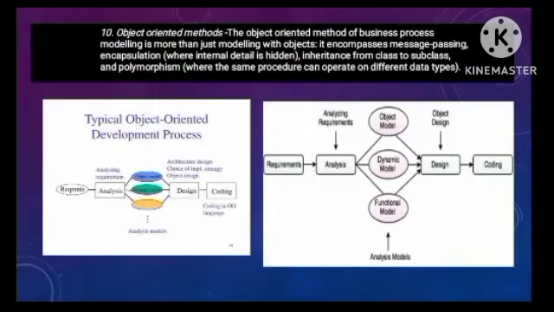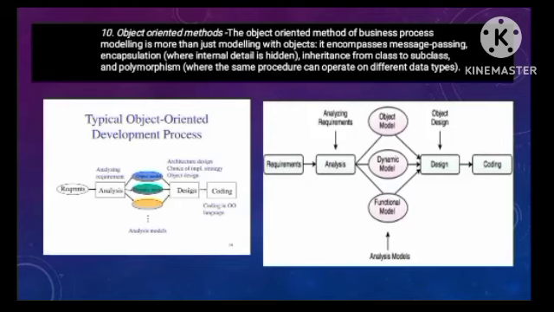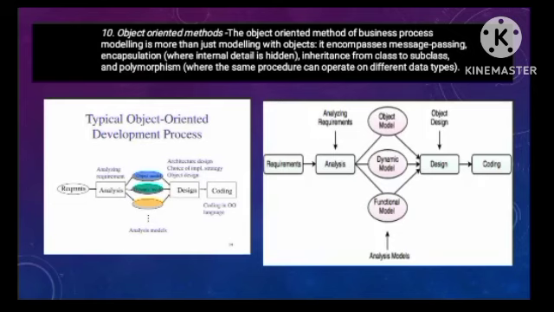And the last one, we have the object-oriented methods. So the object-oriented method of business process modeling is more than just modeling with objects. So it encompasses message passing, encapsulation, where internal detail is hidden, inheritance from class to subclass, and polymorphism, where the same procedure can operate on different data types. So I also provided 2 examples of images of the object-oriented method.